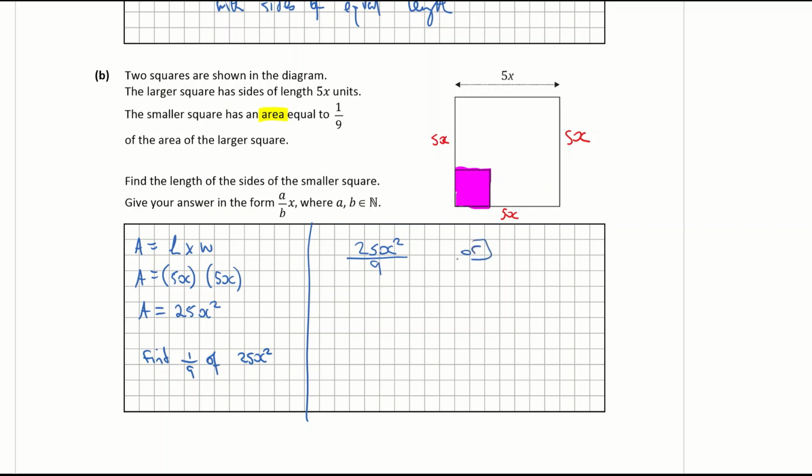Or I'm going to do it separately here. It's the same as 1/9 multiplied by 25x squared, which would give me, write them as fractions and top by top, bottom by bottom. So 25 over 9x squared is going to be the area of the smaller shape. But reading the question again, the question wants us to find the length of the sides of the smaller square.